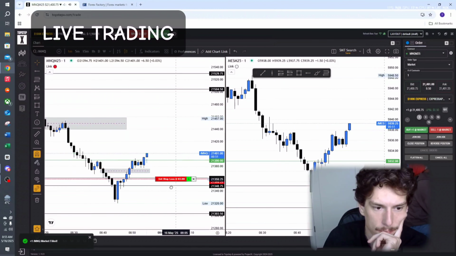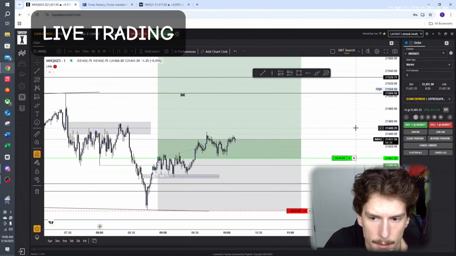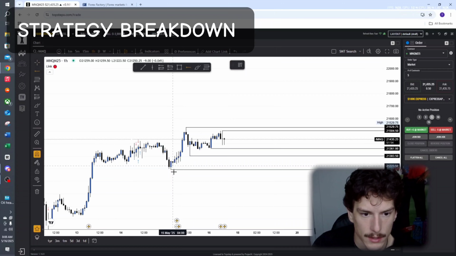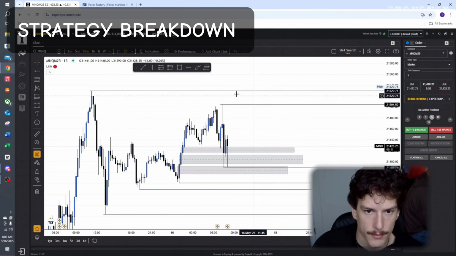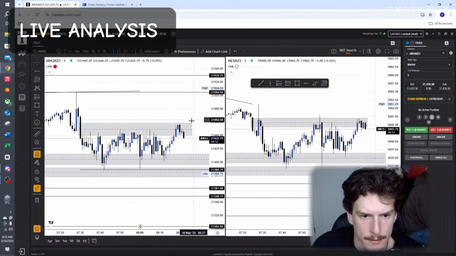Order filled. Okay, this is the trade we're in here. Kind of playing out exactly how we wanted to. You could call this one a low as well. We're definitely going to be targeting this high, expecting this imbalance.